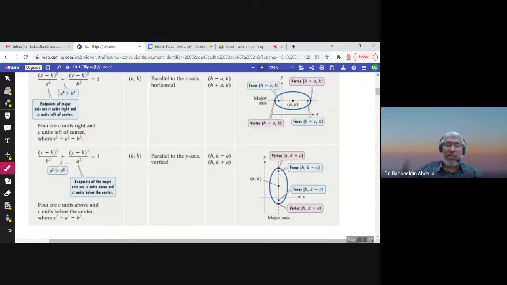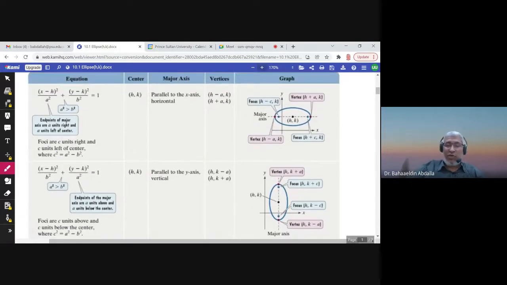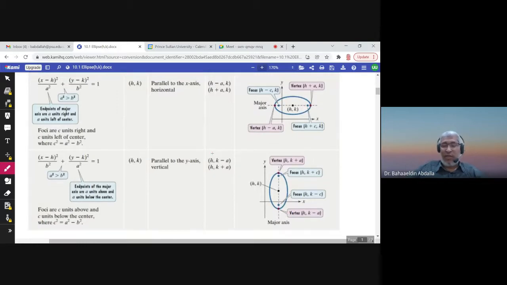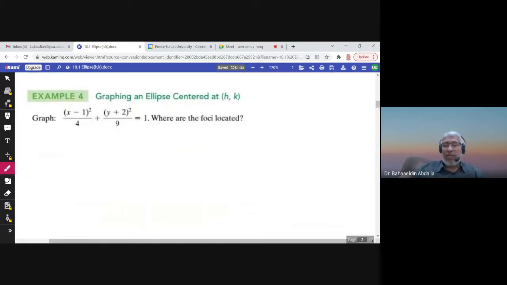Here a square is greater than b square as usual. Notice what the vertex was here: it was 0, negative a, and 0, positive a. So the new vertices would be add h and add k: h, negative a plus k, and h, a plus k. These would be the new vertices. So that's it. And let us try to solve the exercises.